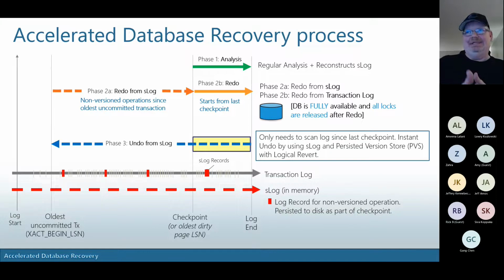When I analyze what are my active transactions since the last checkpoint for the oldest dirty page logical sequence number, what are all my versioned operations in the transaction log, and I'm going to reconstruct the S log either from memory or the persisted S log records that have been persisted to the local disk. So normal regular analysis wants to know what are my active transactions that need to be rolled forward, rolled back, but also look at the S log to look at my non-versioned operations. So that phase, the analysis phase, is almost the same.